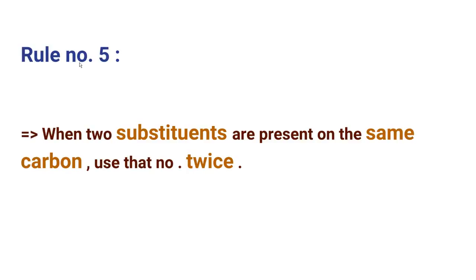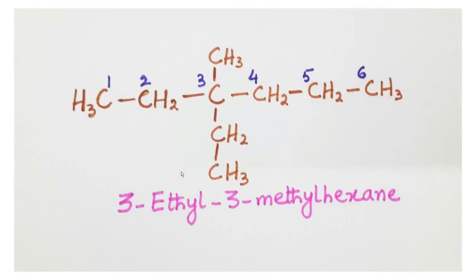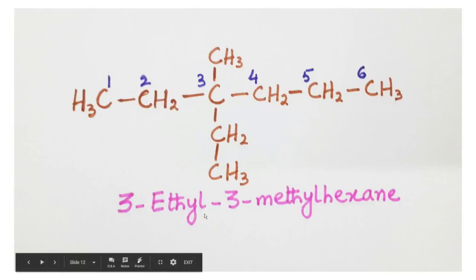Students, rule number 5 says when 2 substituents are present on the same carbon, use that number twice. For example, in this case, 2 substituents are present on the third carbon. One is ethyl and the other is methyl. So this is 3-ethyl-3-methylhexane. So 3 is used twice. 3-ethyl-3-methylhexane, and ethyl before methyl because E comes before M.